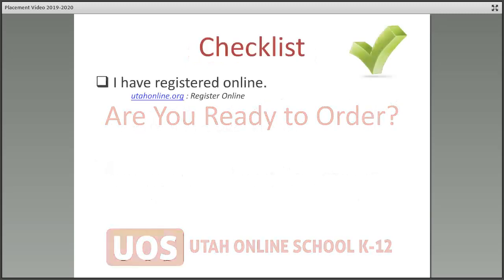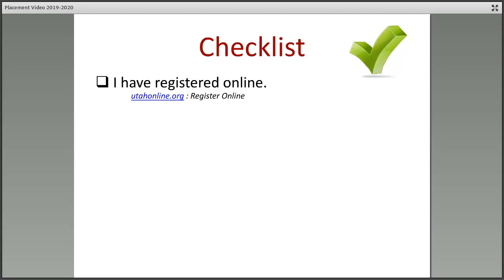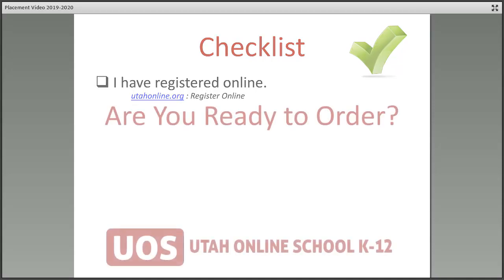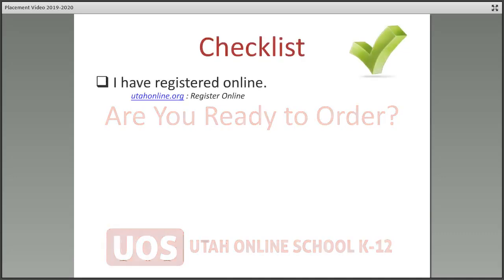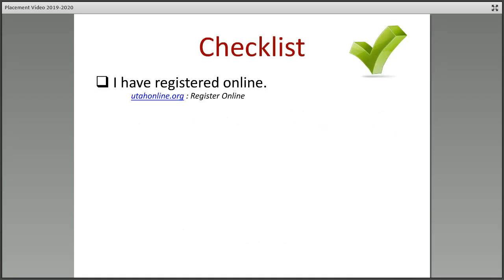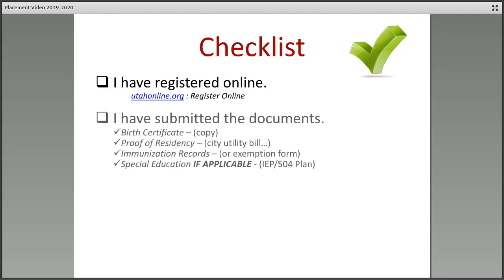After we have discussed all these steps, you may be wondering, are you ready to order? Let's go through a checklist. Check 1. I have registered online. Check 2. I have submitted the documents. Let's review these. Copy of birth certificate, proof of residency, immunization record or exemption form, IEP or 504 if applicable.